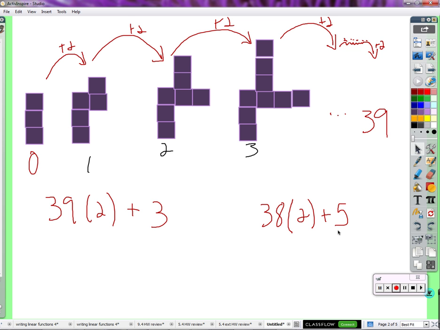Yeah. Well, if I start at figure 1, you got a little head start on Hunter in a way, right? I'm at figure 1, he starts at figure 0. So if I'm at figure 1, how many times do I have to go up to get to figure 39? 38. Right, I don't have to take that step. So you go up 38 times, 38 times 2, that's how many I'm going to add on to the first figure, which has 5 blocks in it.